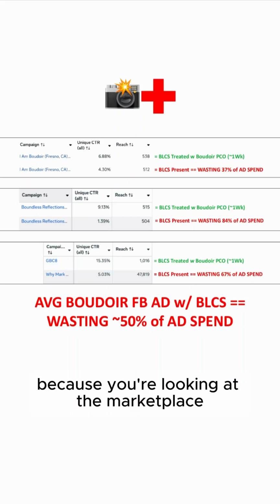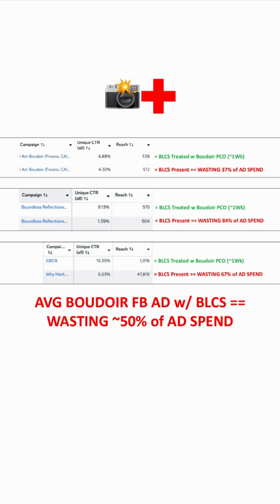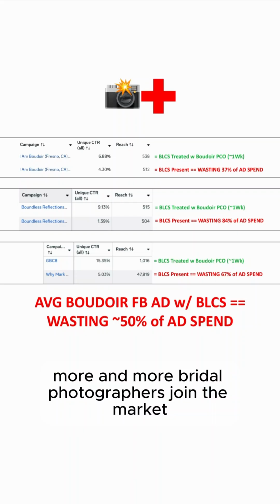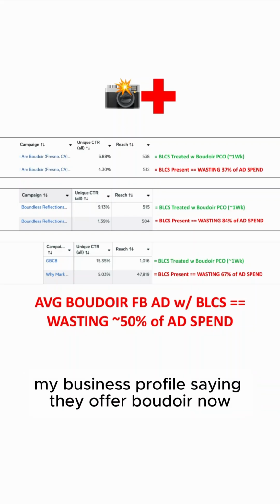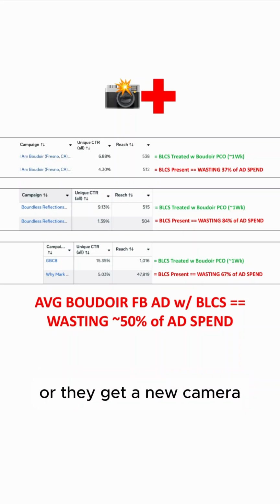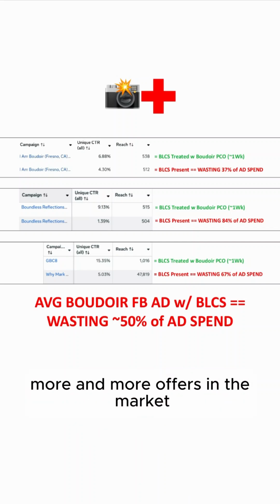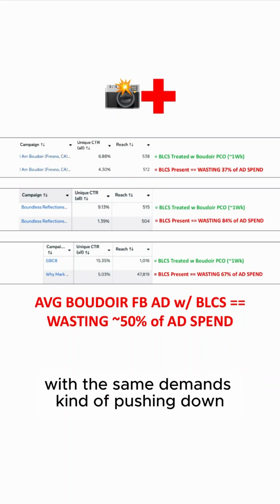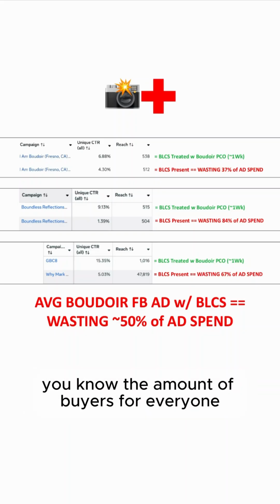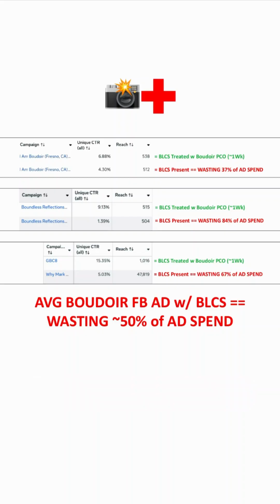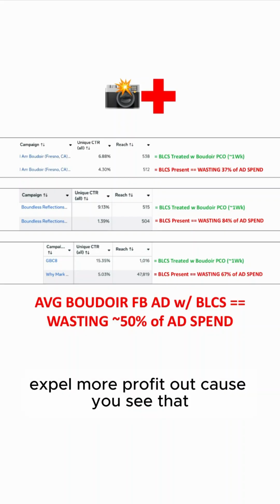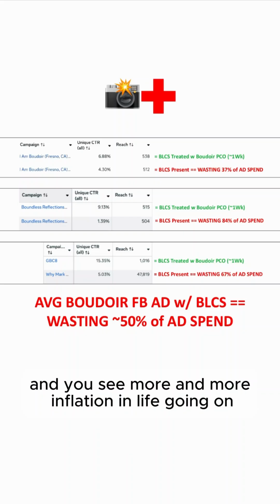And you want to do it now because you're looking at the marketplace, you're seeing more and more boudoir photographers join the market. Market becoming more and more saturated seems like every day. It's like someone gets a new iPhone, they also throw up their Google My Business profile saying they offer boudoir now. Or they get a new camera, they're posting in the mom groups that, hey, I offer boudoir now. So more and more offers in the market with the same demand, pushing down the amount of buyers for everyone, or dividing up the buyers for everyone. So you want to pull more profit out, because you see that, and you see more and more inflation in life going on.